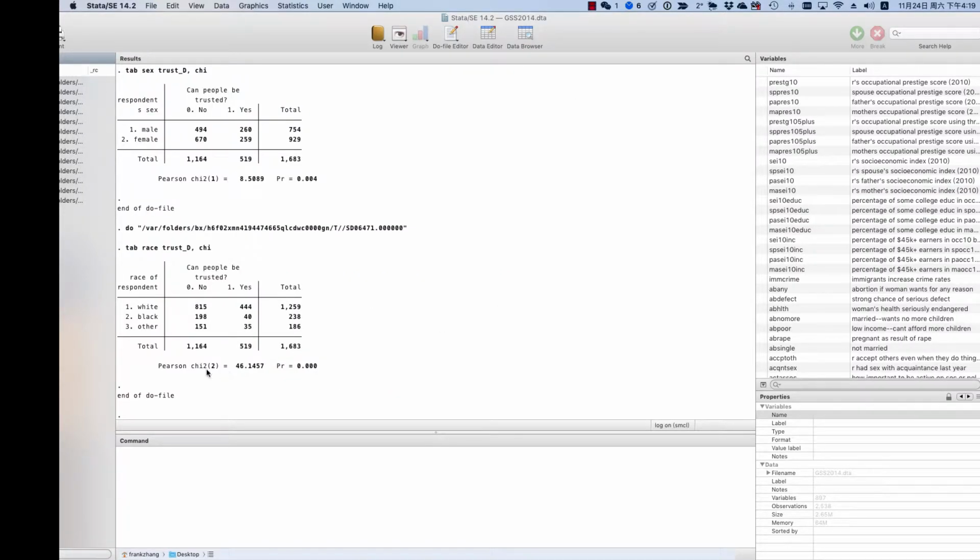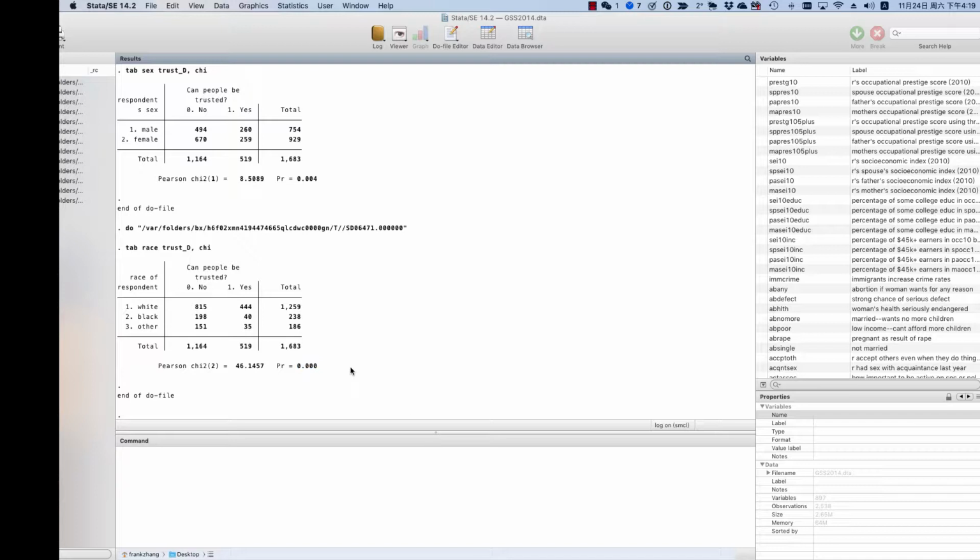You will see this time the Pearson chi-square value for a cross-tabulation with 2 degrees of freedom is 46.1457. The probability for you to see such a large Pearson chi-square value is almost 0. I should emphasize one more time, 0.000 is not equal to 0. It's almost 0. This value is so small, and by default, Stata only demonstrates the first 3 decimal places.